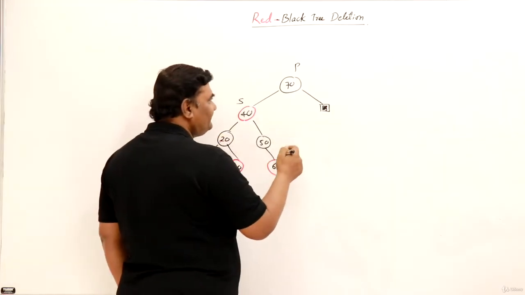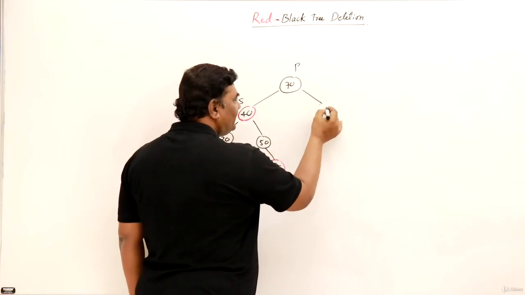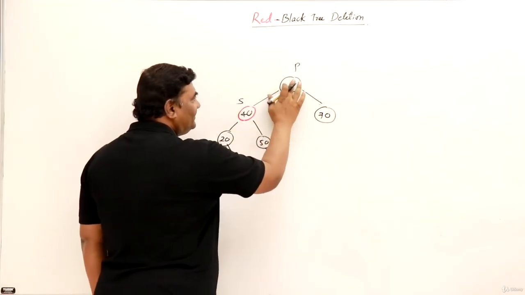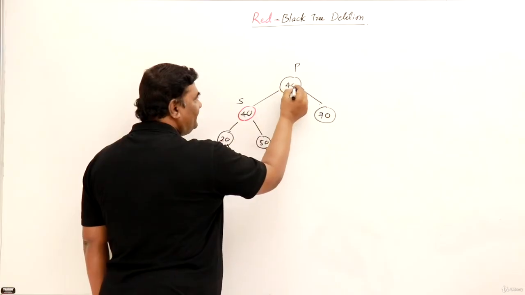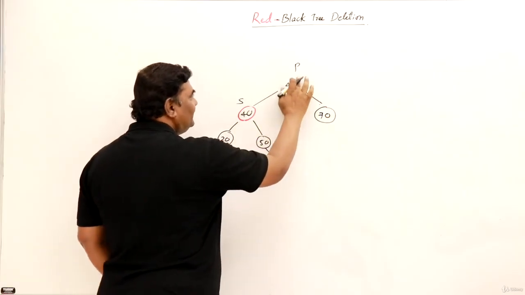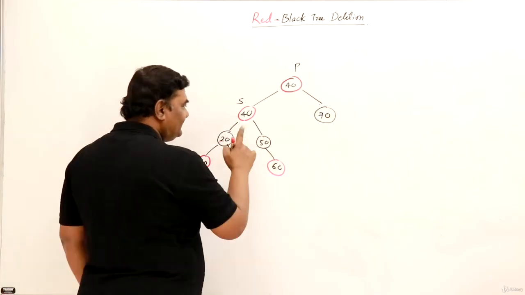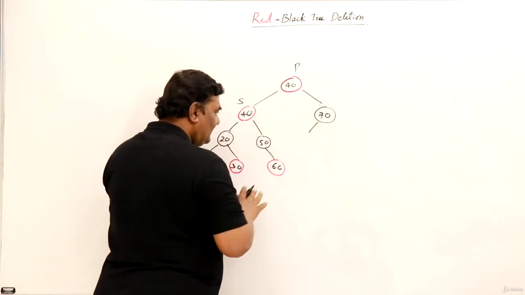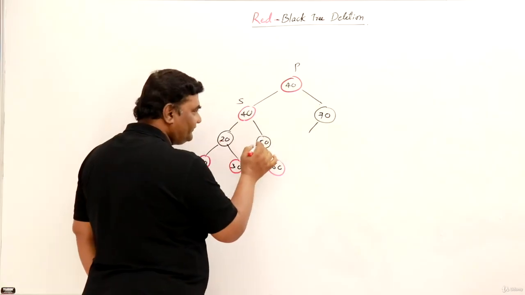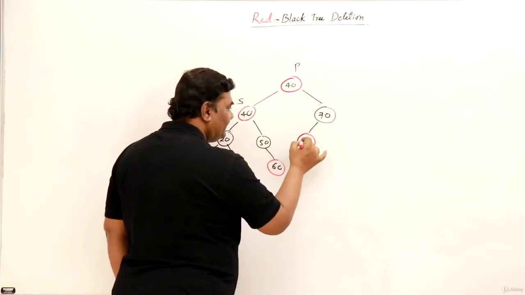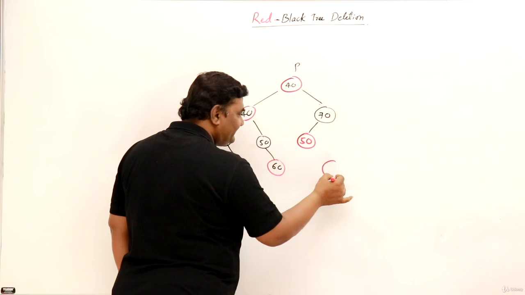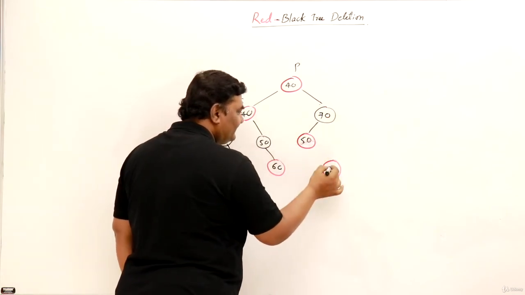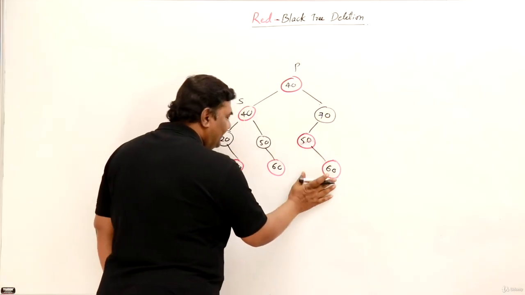So if you perform rotation, what happens? 70 comes down here. 70 comes down, right? And 40 will move up. This was red, so this 40 will become red. Then this 50 should go that side. So I will draw 50 here, and this 50, this child which was black, should become red. And this 60 is already red. Okay, so this is 50 and this is 60. Okay, let them be as they are.